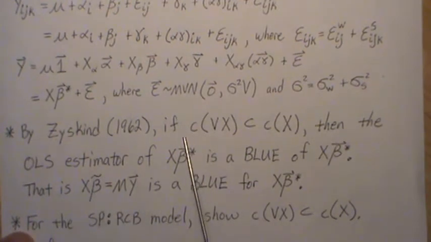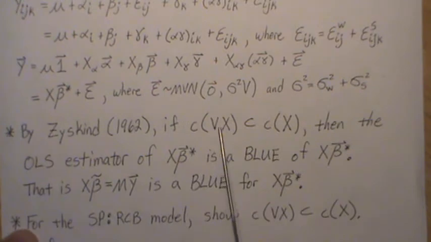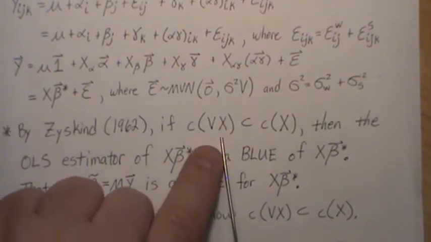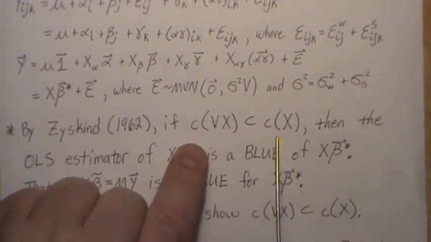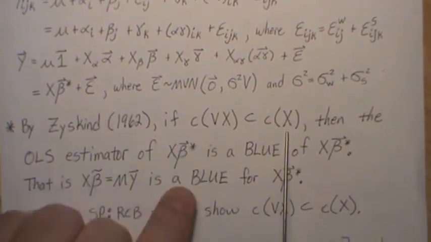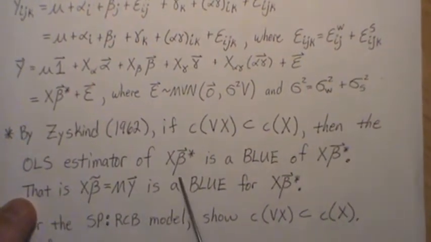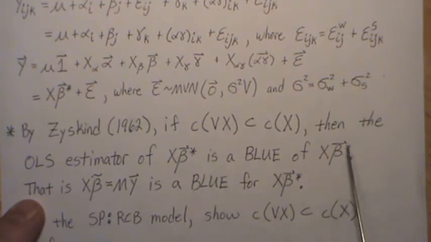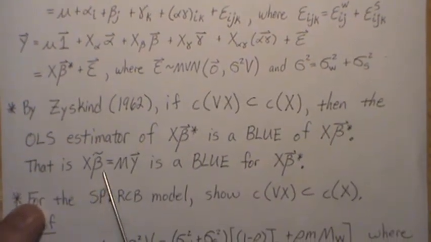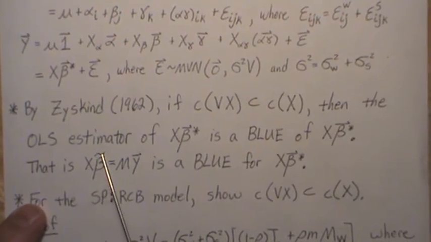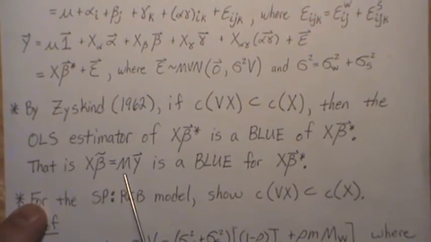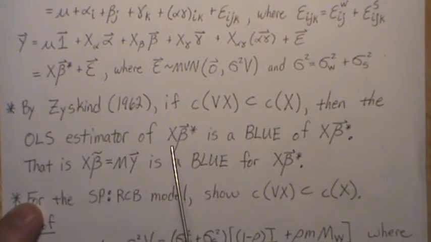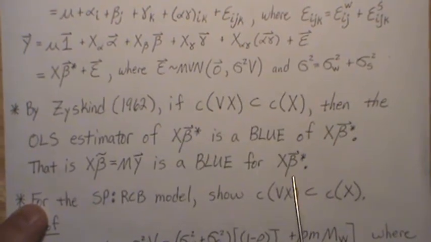But in 1962, they proved that if you take V times X, so this is V, and that's X, the column space of V times X is a subspace of the column space of X, then the ordinary least squares estimator of X beta is a BLUE for this. And so that is the least squares estimate, X beta hat, where this is the least squares estimate. And it has to equal M times y, where M is the perpendicular projection matrix onto that column space of X. We know that it is a BLUE for this.